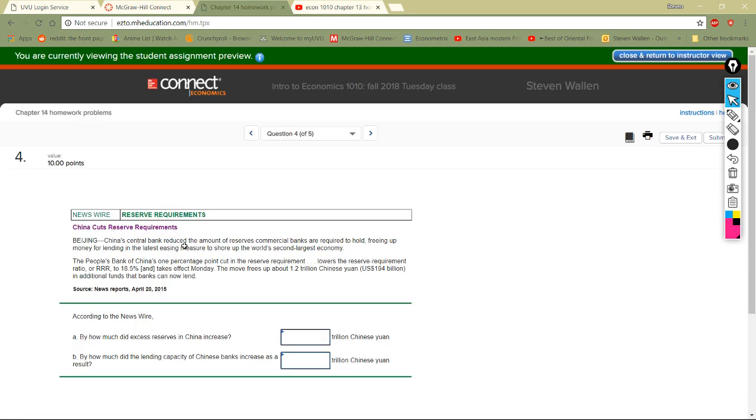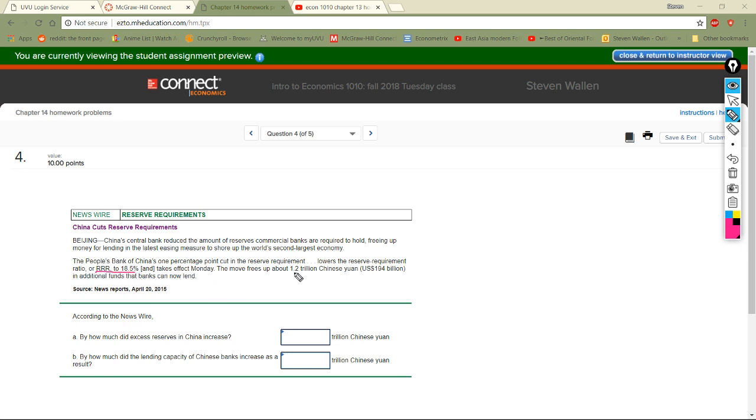Beijing, China's central bank, reduced the amount of reserves commercial banks are required to hold, freeing up money for lending, the latest easing measure to shore up the world's second largest economy. The People's Bank of China lowers reserve. Okay, let's see the key parts here. Their required reserve ratio, so triple R. Well, that's a huge pointer. Triple R.